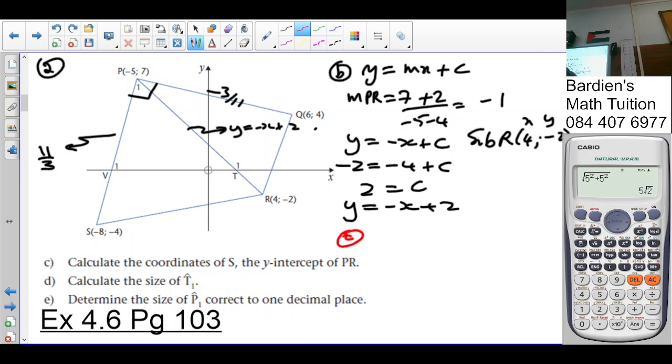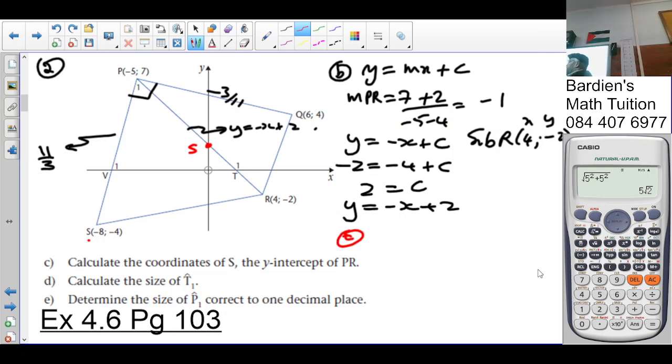Calculate the coordinates of S, the y-intercept of PR. That's supposed to have been S there. Okay, but there's already an S. I think in the textbooks there's a K, no? Or something. Yes, there's a K. So this is the older version, okay.